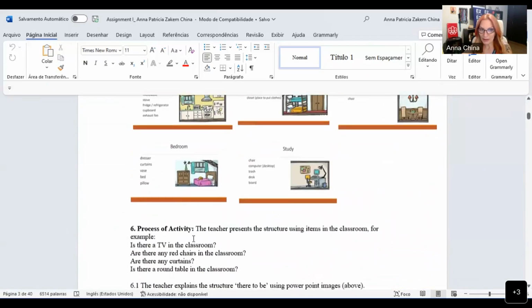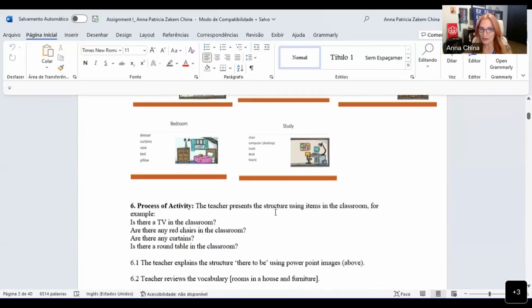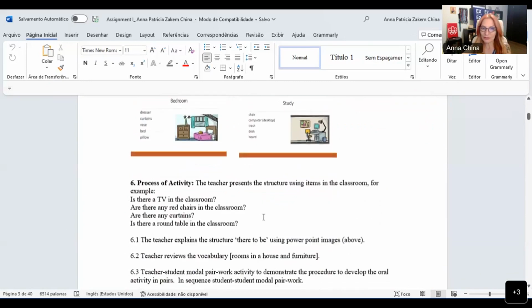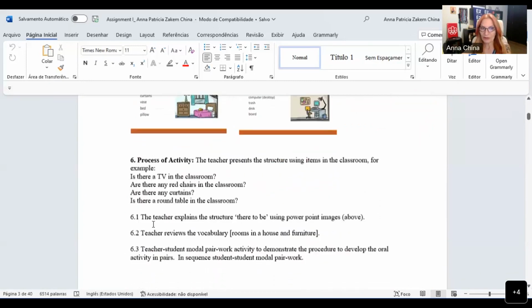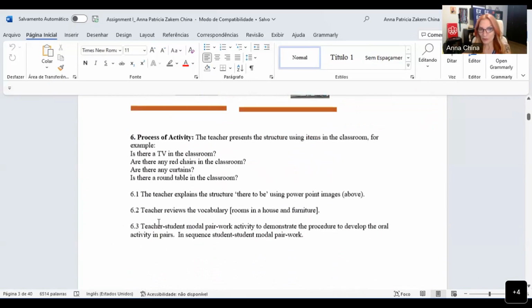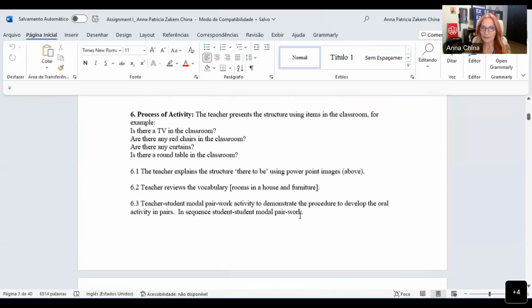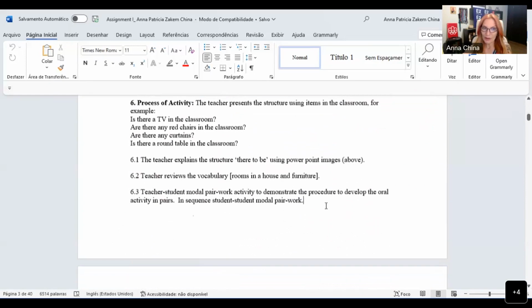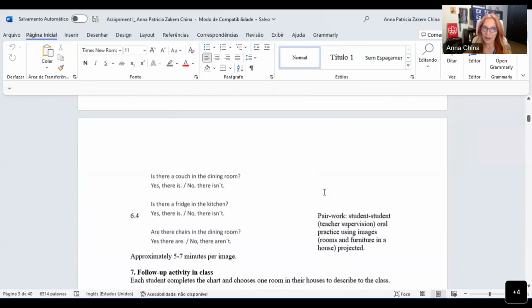And then the process of the activity: the teacher presents the structure using items in the classroom, for example. So I don't teach the structure first. I ask, is there a TV in the classroom? Are there any red chairs? Are there any curtains? Then after they have answered questions and so on, I have posted on their website the theory for there is and there are, and then we develop it.